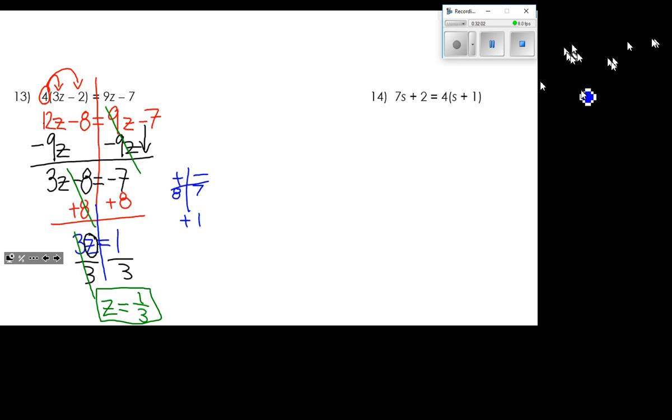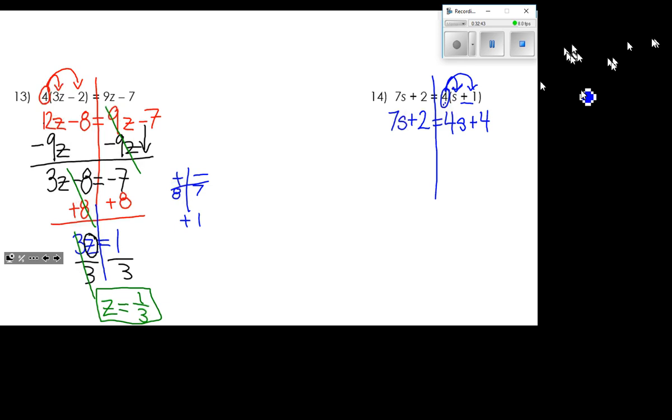The last problem for this assignment is number 14. I have distributive property again. So I'm going to multiply. I'm going to bring everything down from the first side. 7s plus 2 equals, and now I'm going to do the distributive property through multiplication. So 4 times s is 4s. 4 times +1 is +4.